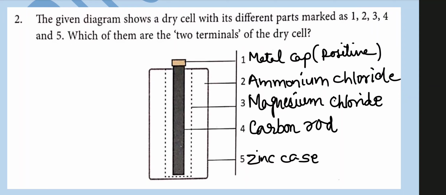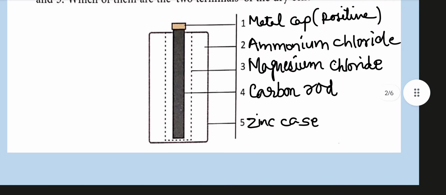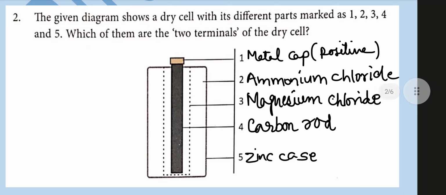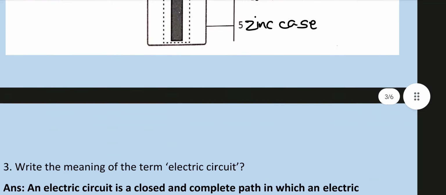The first one is metal cap, that is positive terminal. It is filled with ammonium chloride. Third is magnesium chloride, and in the middle it is carbon rod and it is covered with zinc case. So fifth is zinc case. Let me repeat. First is metal cap, that is positive terminal. Second is ammonium chloride. Third is magnesium chloride. Fourth is carbon rod, and fifth is zinc case.